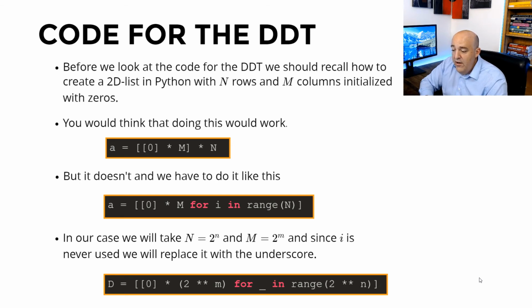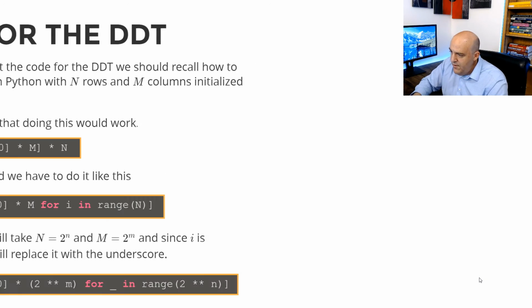So in our case, we would like the number of rows to be 2 to the n and the number of columns to be 2 to the m. Those are the values we use inside our code, and we'll use capital D to denote the differential distribution table. And then, like I said, we'll change the i to an underscore. I just wanted to mention that line of code because it looks kind of confusing.